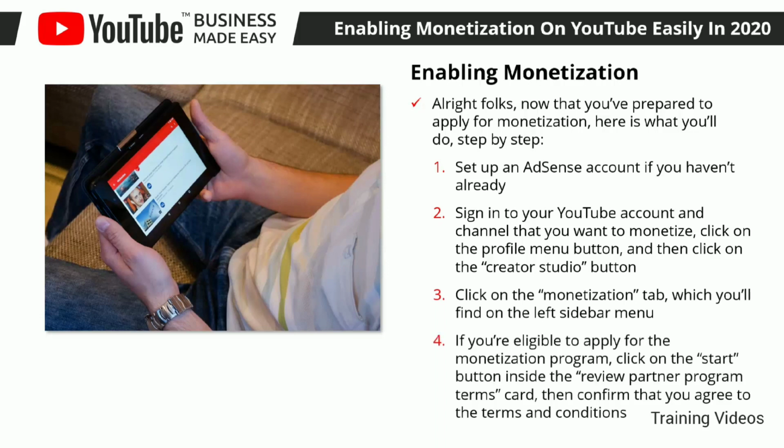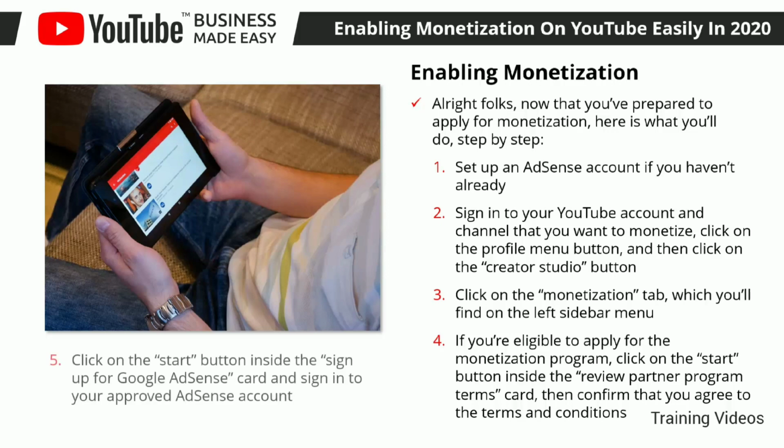If you're eligible to apply for the monetization program, click on the Start button inside the Review Partner Program Terms card. Then confirm that you agree to the terms and conditions. Number 5. Click on the Start button inside the Sign Up for Google AdSense card and sign in to your approved AdSense account. Now, all you have to do is wait for approval, which can take 30 days or less.